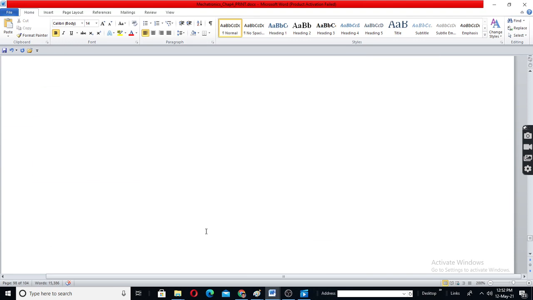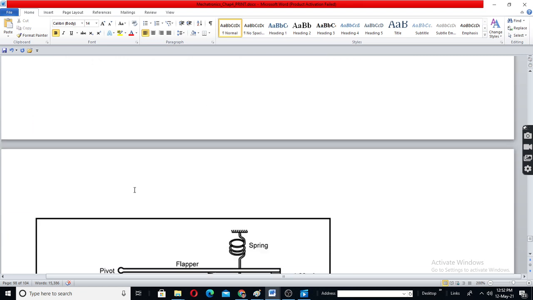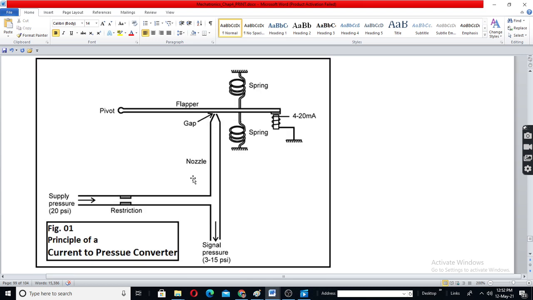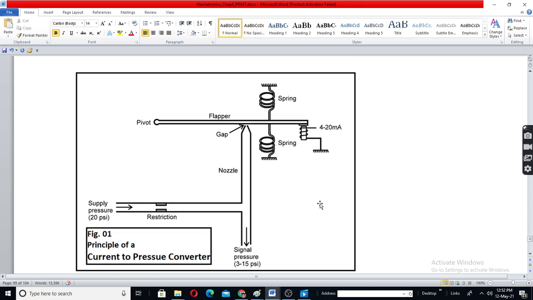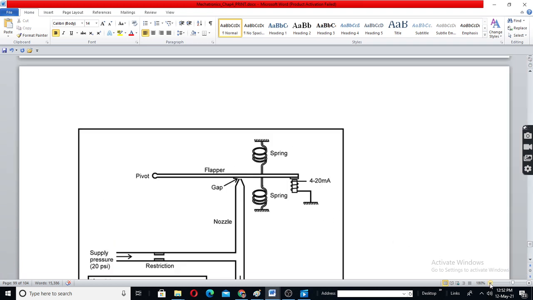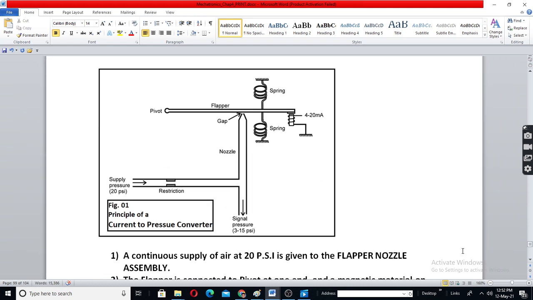Okay. Next we have what is called a current to pressure converter. We need to get compressed air at the required pressure. Suppose we need pressure in the range of 3 to 15 pounds per square inch.